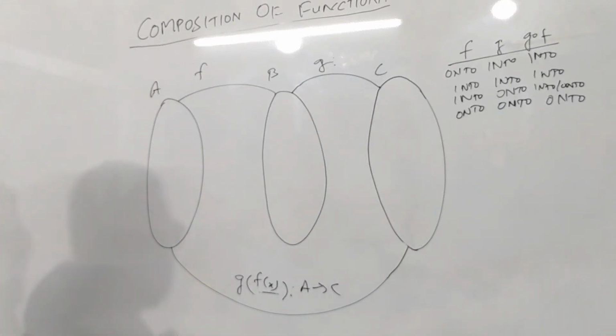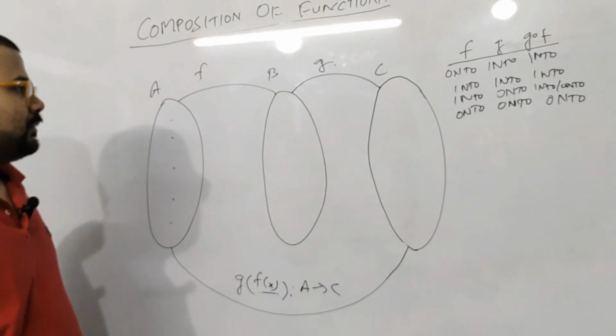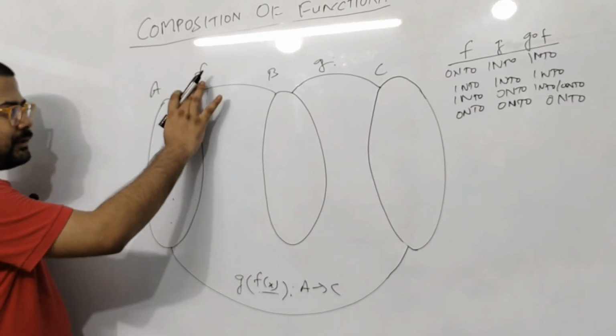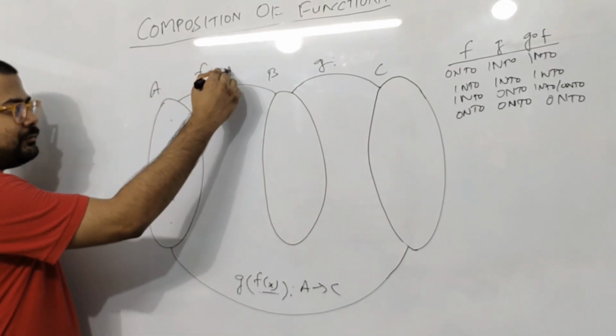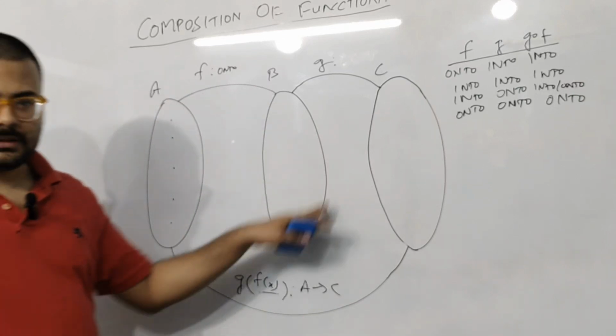Okay. Should I explain it once more? This last one. Listen, in case of f, it is an onto function. When f is onto, it means that the range of f is all the elements of B.